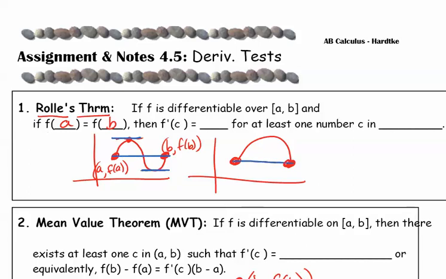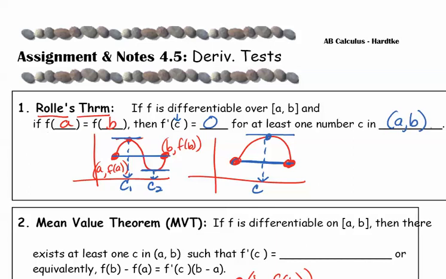In our second drawing, if the secant is horizontal, there has to be at least one place, and those values would be our C values. So in the first picture there would be two of them, and in the second there would be just one. So there has to be some value C where f prime of C is equal to 0 for at least one value of C somewhere between A and B.